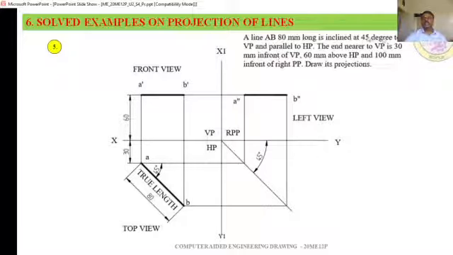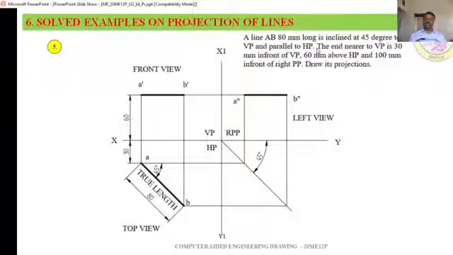Line AB 80 mm long is inclined at 45 degree to VP and parallel to HP. The end nearer to VP is 30 mm in front of VP, 60 mm above HP and 100 mm in front of right PP. Draw its projections. So condition, you look for the condition: 45 degree to VP means inclined to VP and parallel to HP. This is parallel to VP, inclined to VP means it will come like this. So you can't see the true shape there, but in top view you will get the true length.